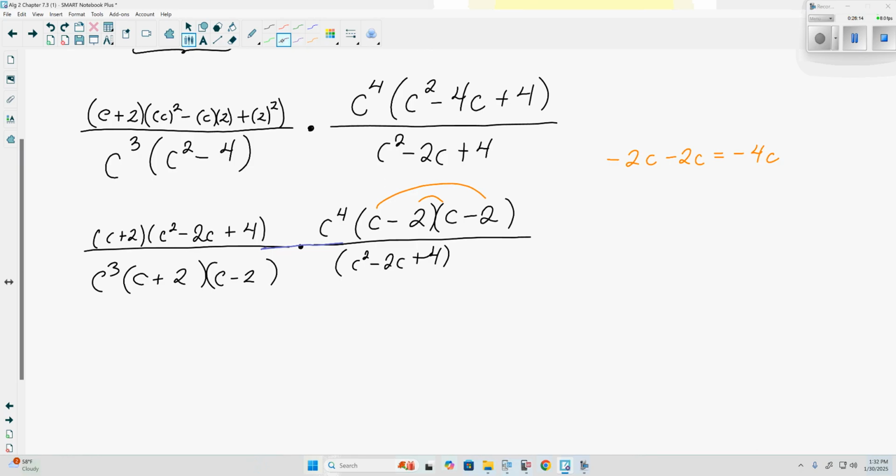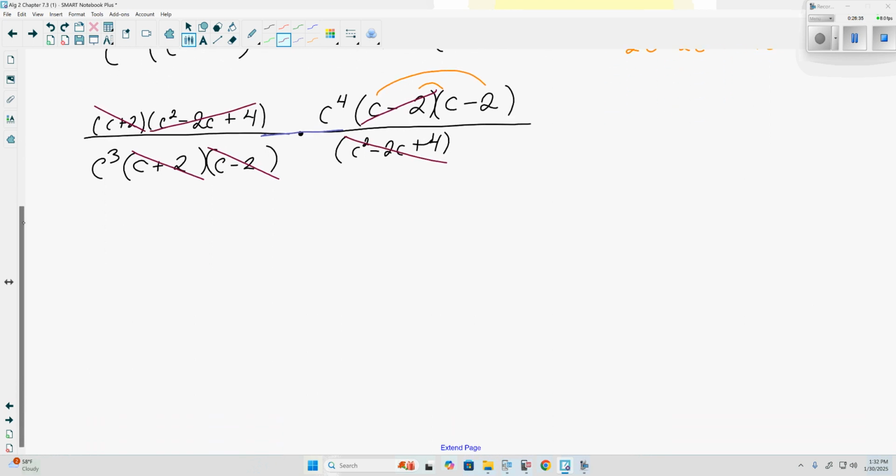Well, c plus 2 and c plus 2. C minus 2 and c minus 2. And we also have c squared minus 2c plus 4, c squared minus 2c plus 4. Now the only thing that we have left that needs to simplify is c to the fourth over c to the third. Dividing like bases, so we can subtract the exponents. 4 minus 3 is c. And is it bigger on top or bottom? Top, so it stays on top.